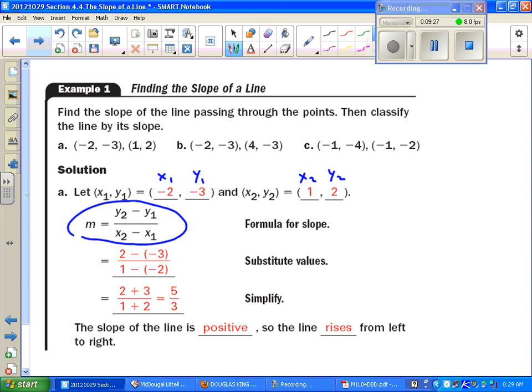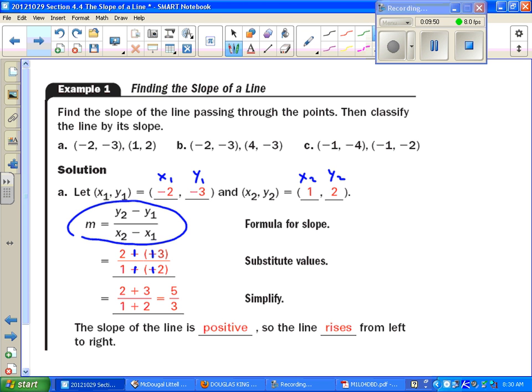Minus y sub 1 is negative 3, so you have minus a negative. X sub 2 is 1, minus x sub 1 is negative 2. Again, minus a negative. Anytime you have minus a negative, it means plus a positive. And you can see right below it says 2 plus 3. Minus a negative means plus a positive. 1 plus 2 is right below it.